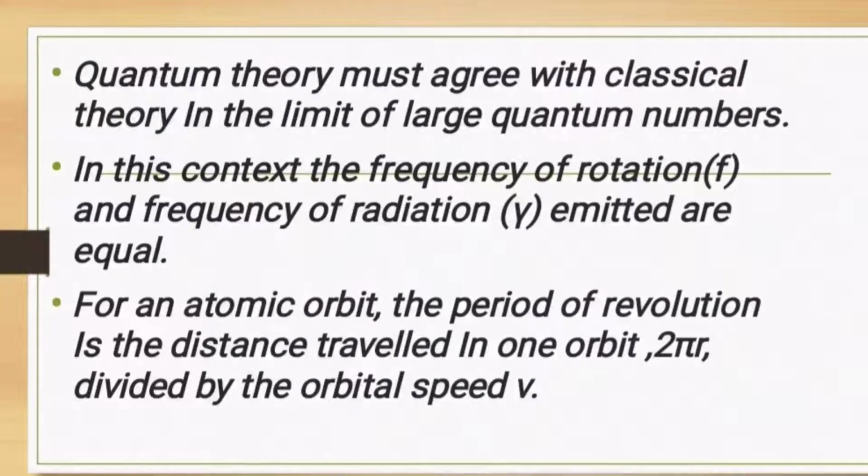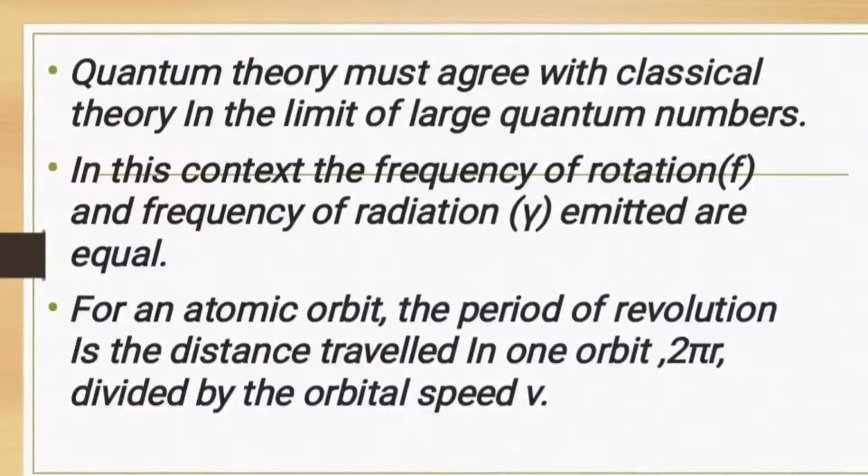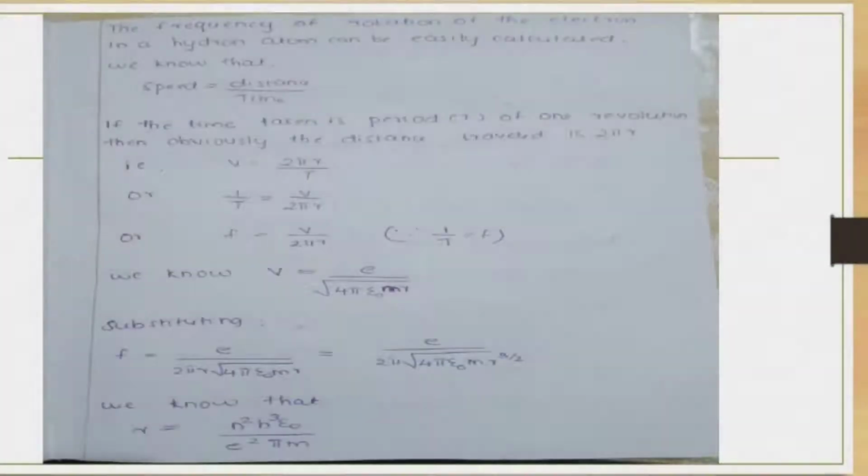For an atomic orbit, the period of revolution is the distance traveled in one orbit, 2πr, divided by the orbital speed v. The frequency of rotation of the electron in a hydrogen atom can be easily calculated. We know that speed equals distance by time. If the time taken is period T of one revolution, then obviously the distance travelled is 2πr. That is v = 2πr/T, or 1/T = v/2πr. Then f = v/2πr, since 1/T = f.